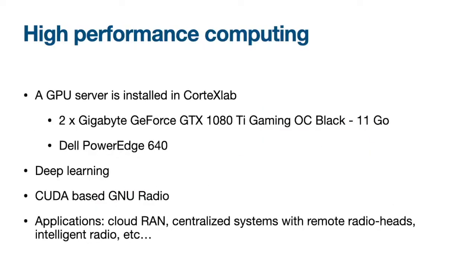Finally, one very important piece of equipment for the FIT CorteXlab testbed is our GPU server, which can be accessible by the users and by the nodes. We have two high-end graphic cards that can be used for deep learning and also for CUDA inside of a Dell PowerEdge 640 computer. And there are many applications that can come from the usage of this GPU server, which can be Cloud RAN, centralized systems with remote radio heads, or intelligent radio, among others.